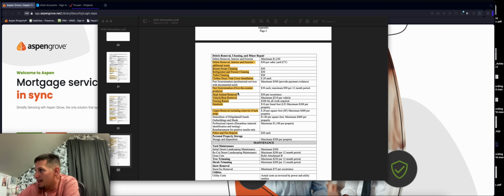The vehicle removal. This is the most ridiculous price ever. This price right here is extremely low in my opinion for removing a vehicle because it is such a logistical nightmare to remove a vehicle off of a property.